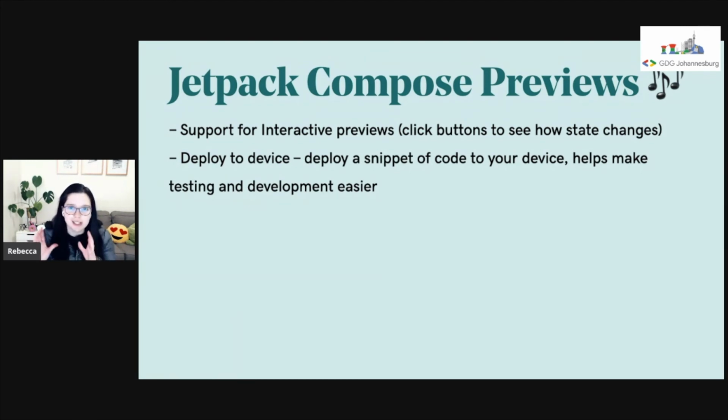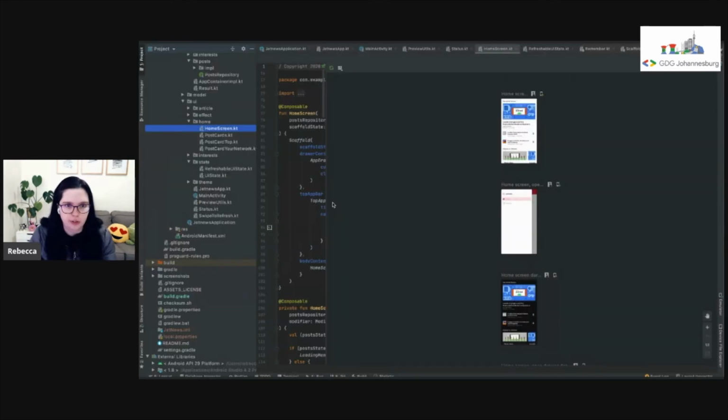So you can deploy just a small snippet of code onto your device, and you don't have to run your whole app in order to see how something looks, which is really, really cool because then you don't have to go through all the different steps of navigating to where exactly you are inside your code base. You can just run that small snippet, and it will run very quickly on your device.